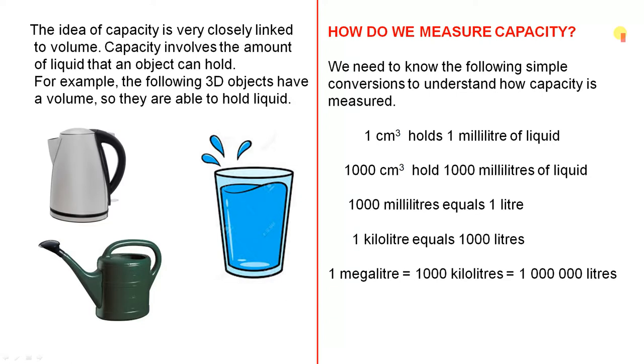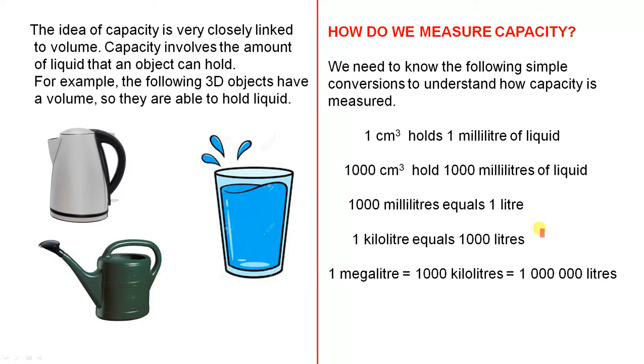How do we measure capacity? We need to know the following simple conversions to understand how capacity is measured. So 1 cubic centimetre holds 1 millilitre of liquid. 1,000 cubic centimetres hold 1,000 millilitres of liquid. 1,000 millilitres equals 1 litre.